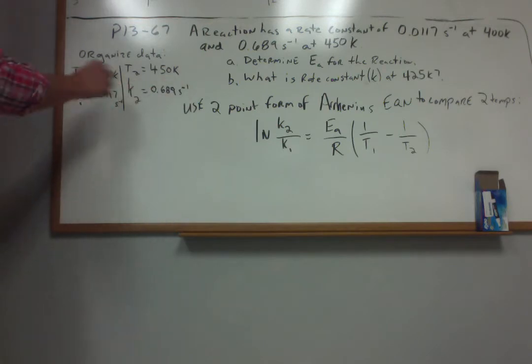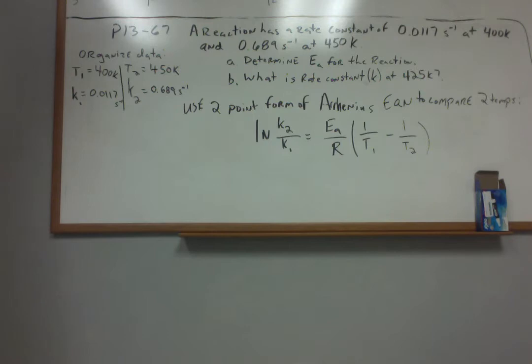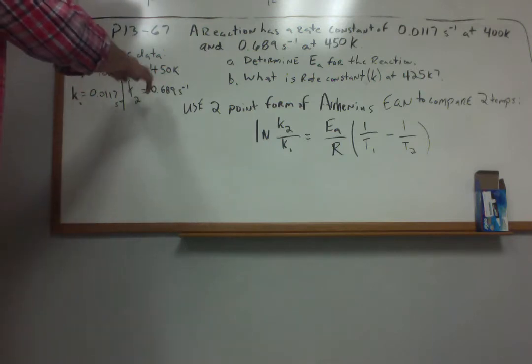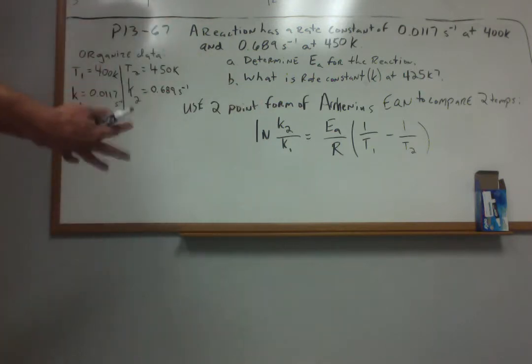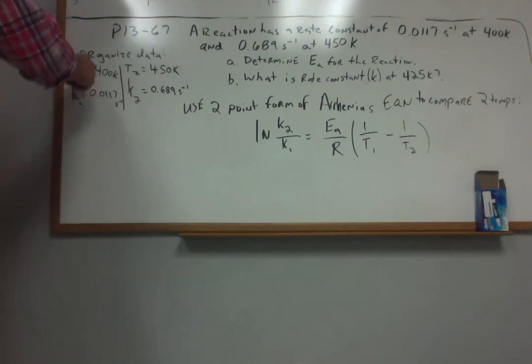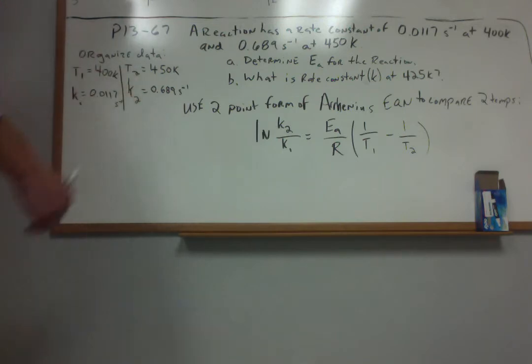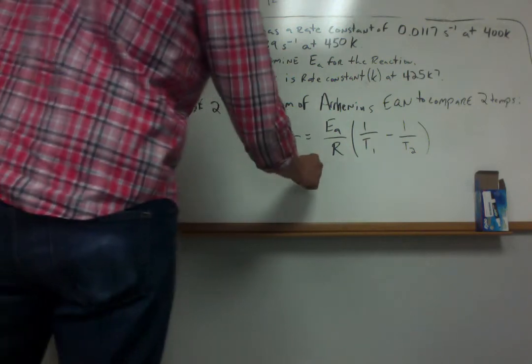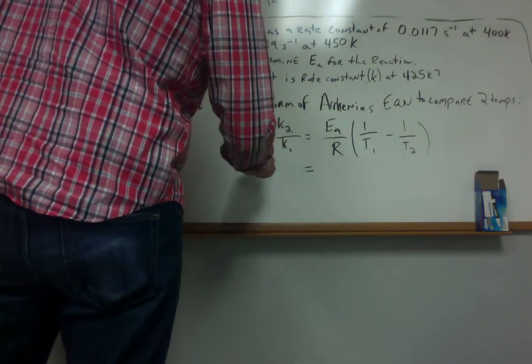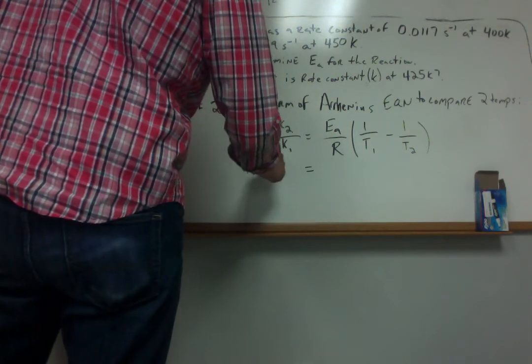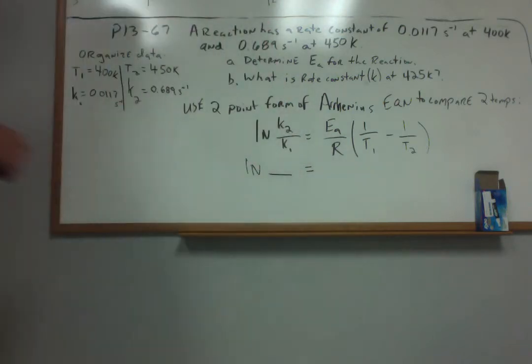Okay? I organized my data first to make sure I don't put the wrong number into my equation at the wrong spot. The T1 corresponds to K1, the T2 corresponds to K2, and it's important to keep all that straight. So now with my data organized, I can go to my two-point form of my Arrhenius equation and start substituting in numbers. So I need to take the ln, the natural log, of the ratio K2 over K1.